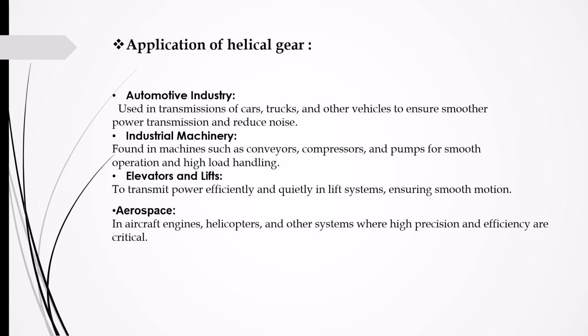Now finally, let's see where helical gears are commonly used. In the automotive industry, they are used in vehicle transmission for smooth and quieter power delivery. In industrial machinery, they are used in conveyors, compressors, and pumps, where high load handling and smooth operation are critical. In elevators and lifts, helical gears help ensure efficient and quieter motion. In aerospace applications, they are found in aircraft engines and helicopters, where precision and reliability are crucial.